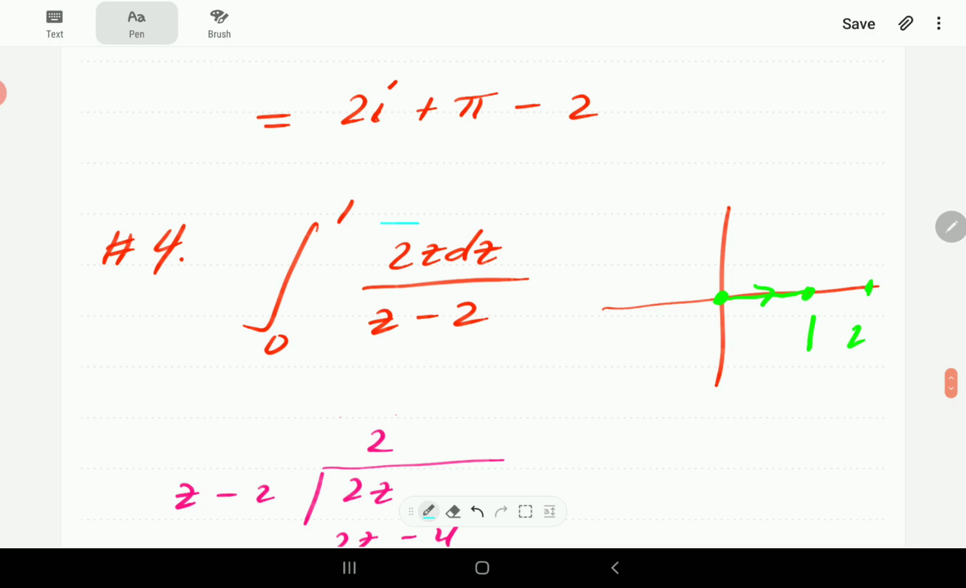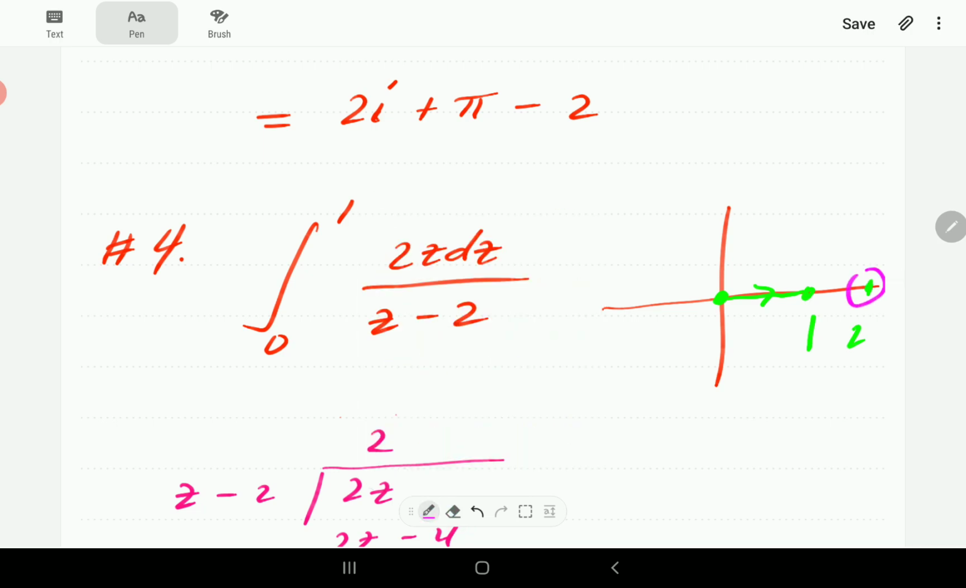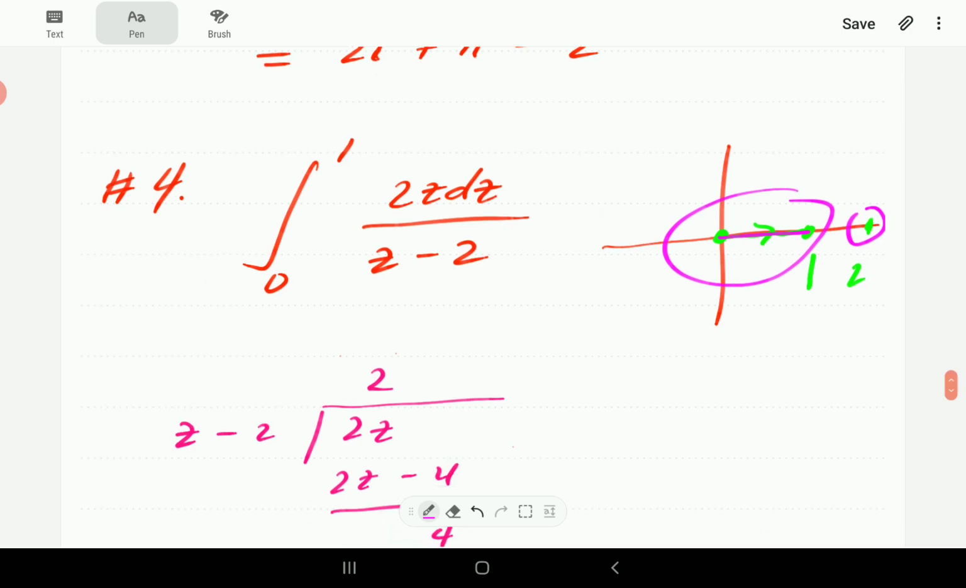This function is analytic everywhere except at z equals 2. So it only has a problem there; it's singular there. But we're integrating from 0 to 1, and that's why the question says along a path that does not pass through 2. So that means everywhere here this function is analytic, so we can integrate as if it was a real function.